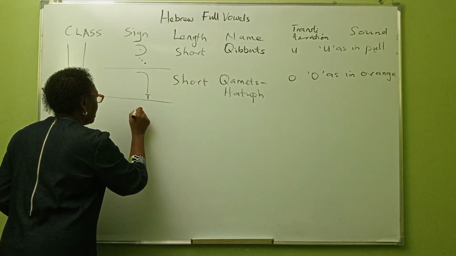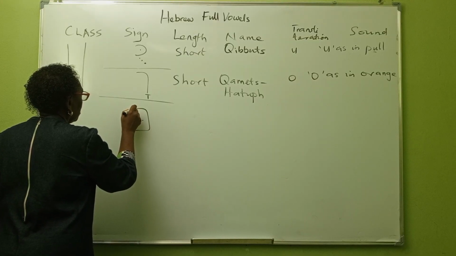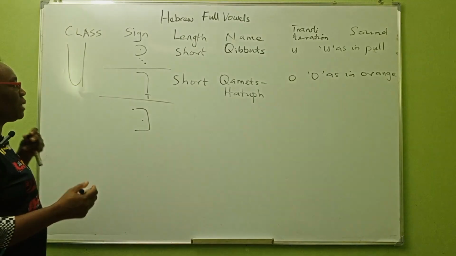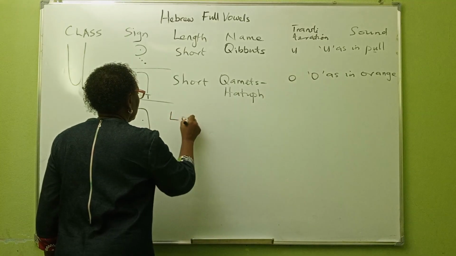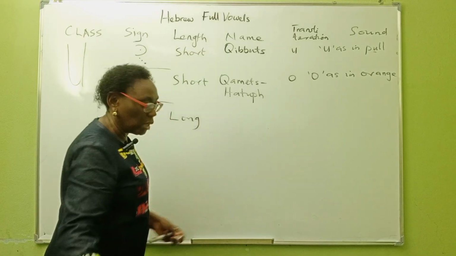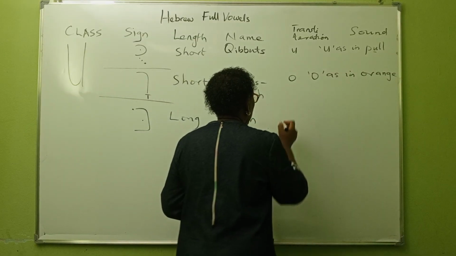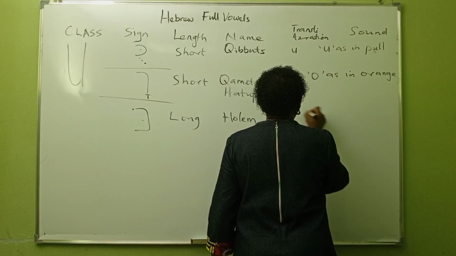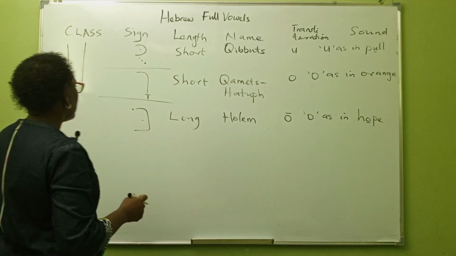Let me use bet at this time. This is the only vowel dot that is on top. It's only one. We find that all others have been beneath the consonant. Here, it's just on top like that. It's a long vowel. What's its name? It's called holem. As I said, it's a long vowel. So to write it, we say O and put a mark to show that it's a long vowel. Here, the sound is O as in hole. It's an O sound. Take note.